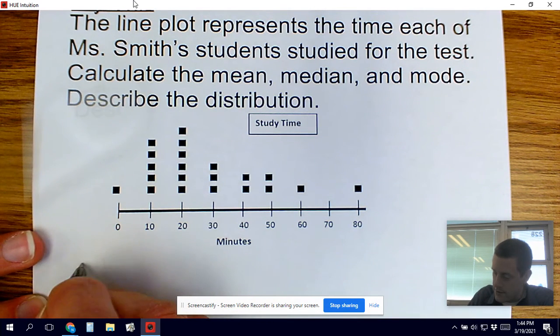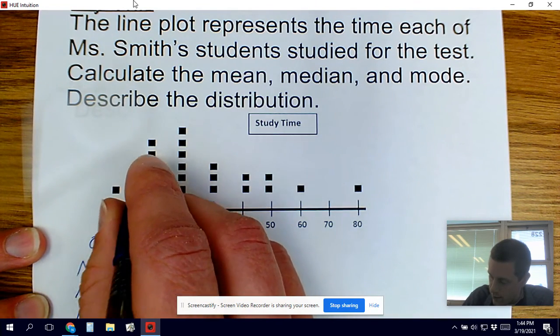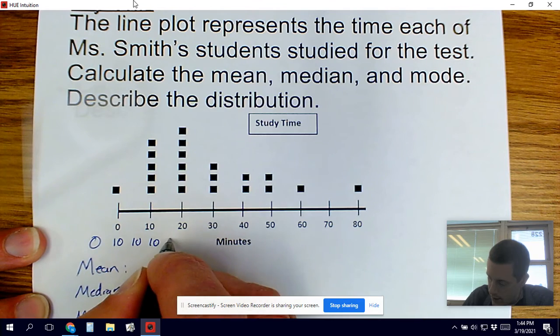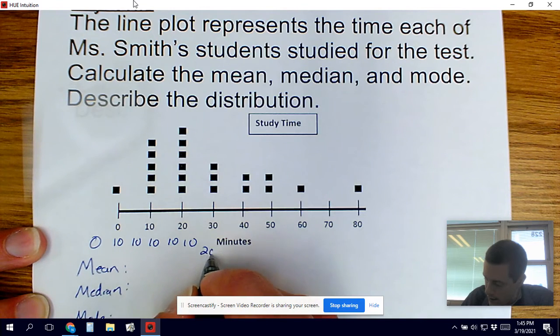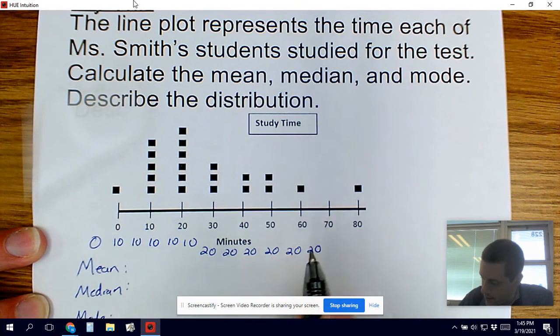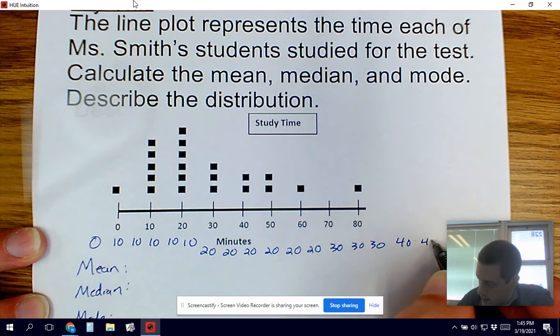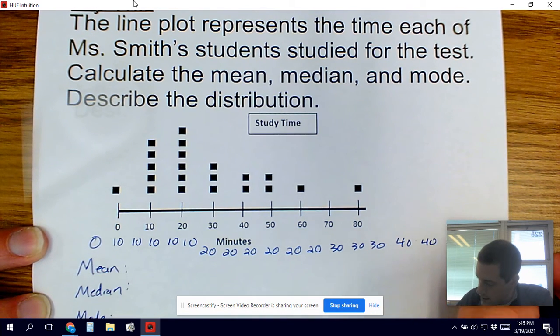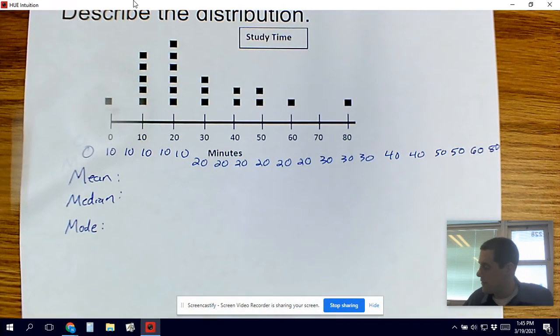All right, so let's see how you did. First off, the mean, the median, and the mode. So if I was to take this data set, I have a 0. I have 5 tens, 6 20s, 3 30s, 2 40s, 2 50s, a 60, and an 80. So I want to find the mean of all of those.